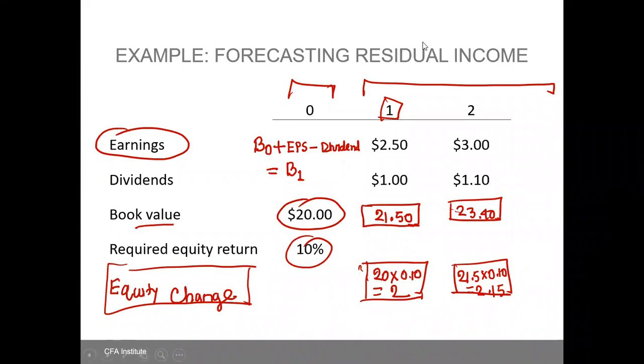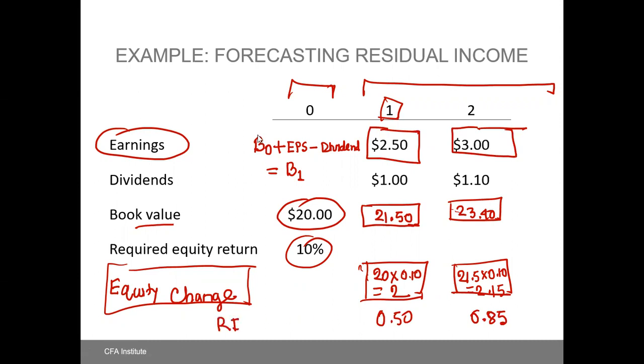Now, what shall be the residual income for year 1 and year 2? For year 1, residual income is earnings 2.5 minus 2, which is 0.5. And for year 2, 3 minus 2.15, how much is it? 0.85. Have you got the calculation of residual income? Very quick, please. Is it possible to come up with the forecast of residual income?